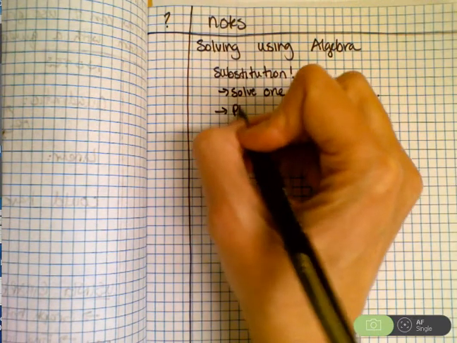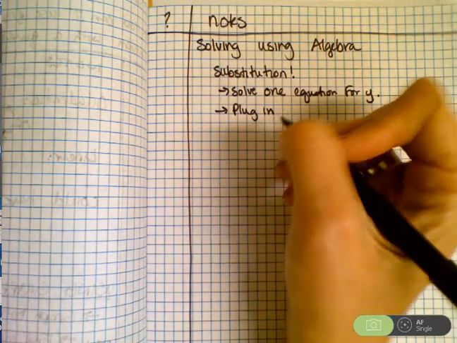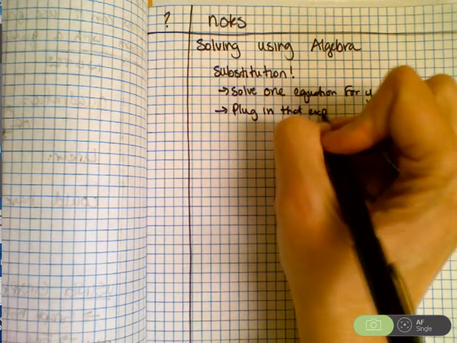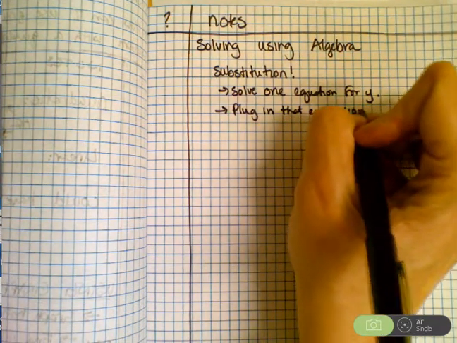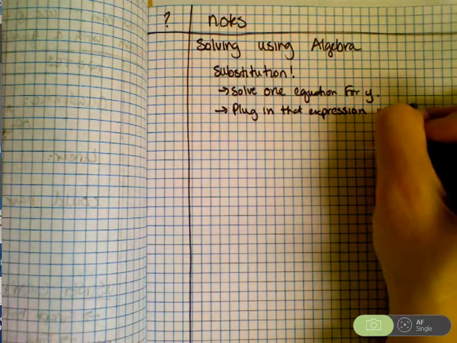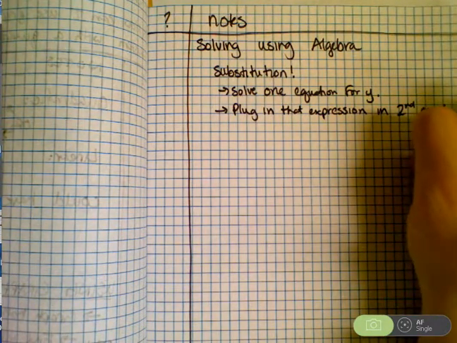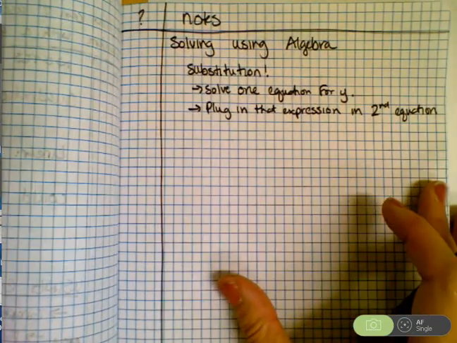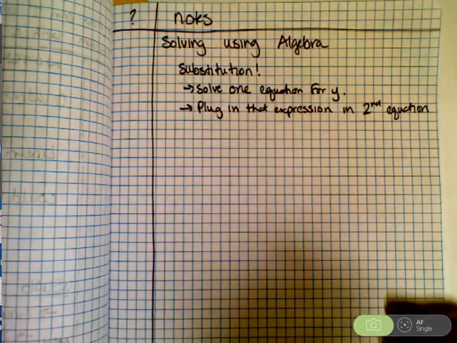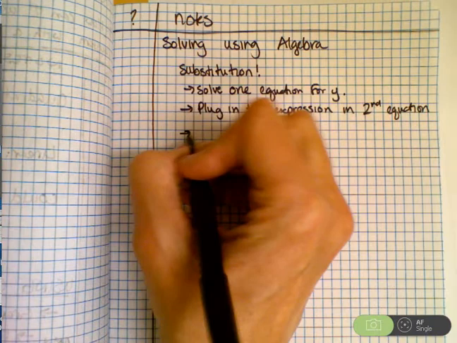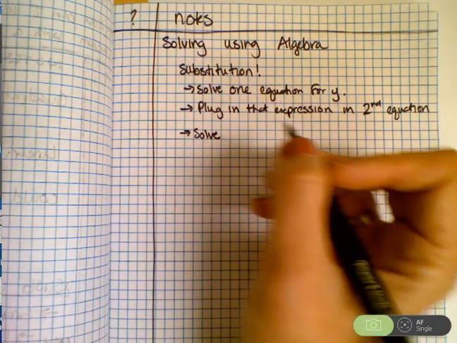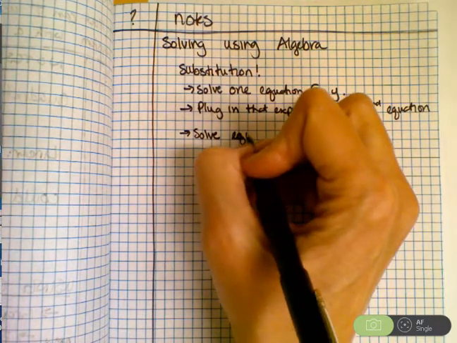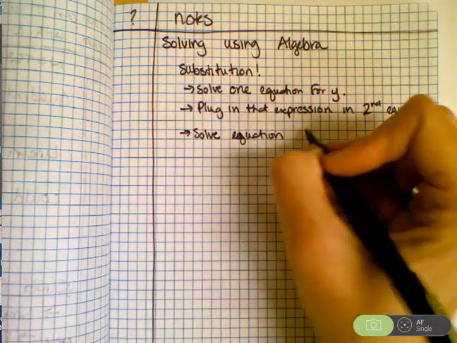Then we plug in that expression, whatever we got y equal to, in our second equation. That's the substitute part, so we know what y is equal to, so we substitute or replace y in the second equation. And then we solve that equation. And that equation is going to be quadratic.